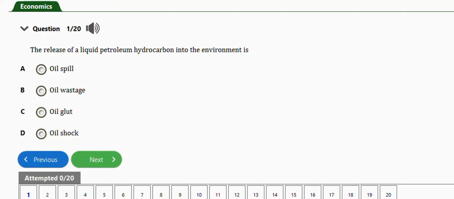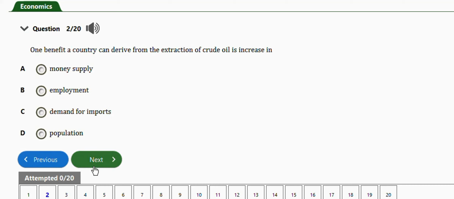The first question says, the release of a liquid petroleum hydrocarbon into the environment is oil spill, oil wastage, oil glut, oil shock. So right answer is option A, which is oil spill. Very important. Next question says one benefit a country can derive from the extraction of crude oil is increase in raw supply, employment, demand for imports, population. The right answer is option B. It will be increase in employment.